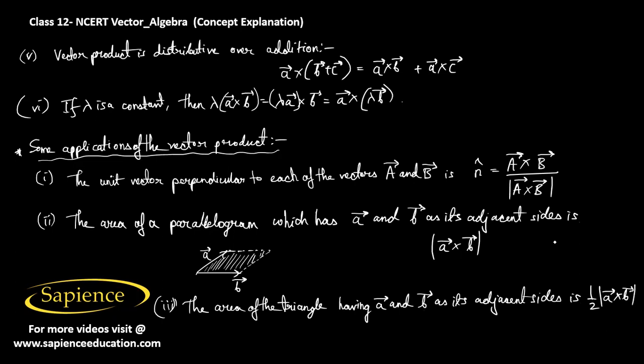So it means that if we have one triangle whose adjacent sides are vector A and the vector B, then the area of this triangle, if we have to find, then that will be equal to half of the magnitude of A vector cross B vector.